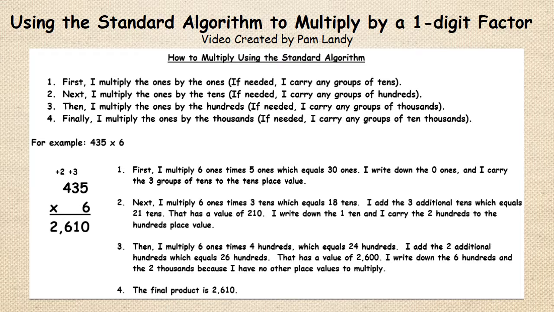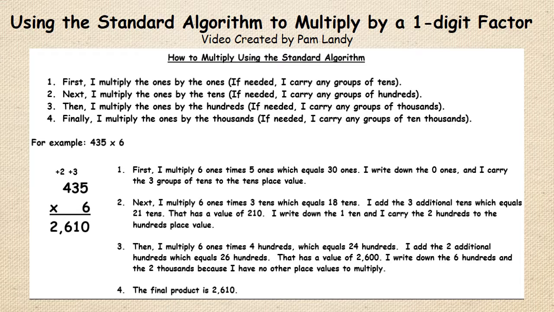Step 2. Next, I multiply 6 ones times 3 tens, which equals 18 tens. I add the 3 additional tens, which equals 21 tens. That has a value of 210. I write down the 10, and I carry the 2 hundreds to the hundreds place value.